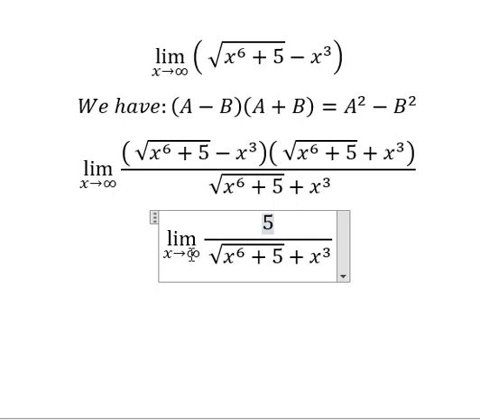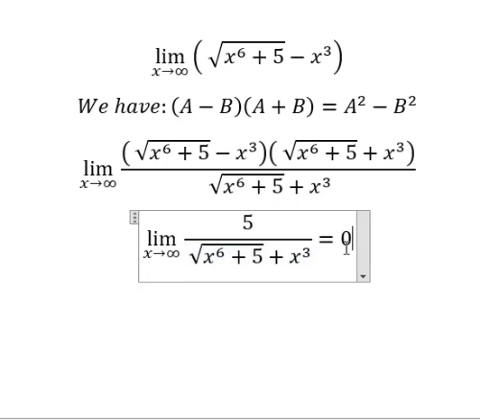So when s approaches positive infinity, this one will go to positive infinity. Number 5 divided by positive infinity, you got number 0. And that is the final answer. This is the end.